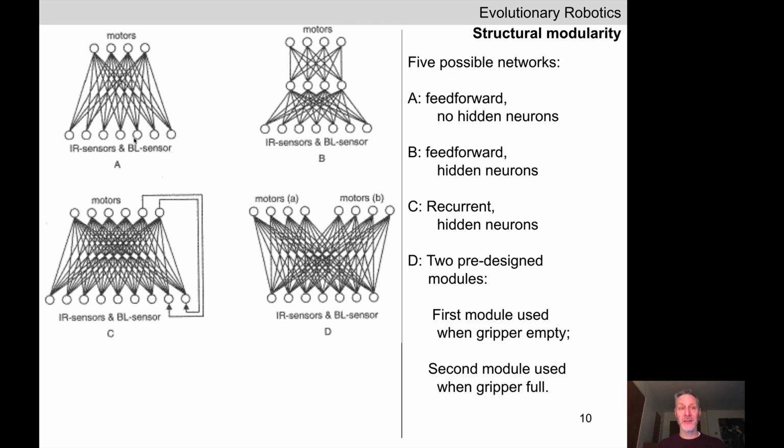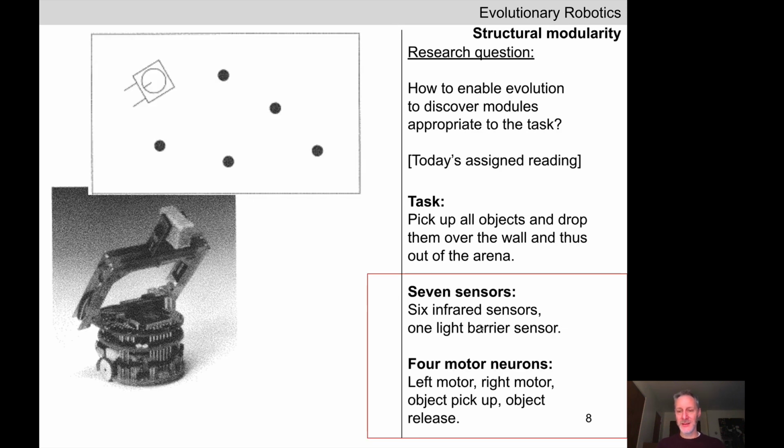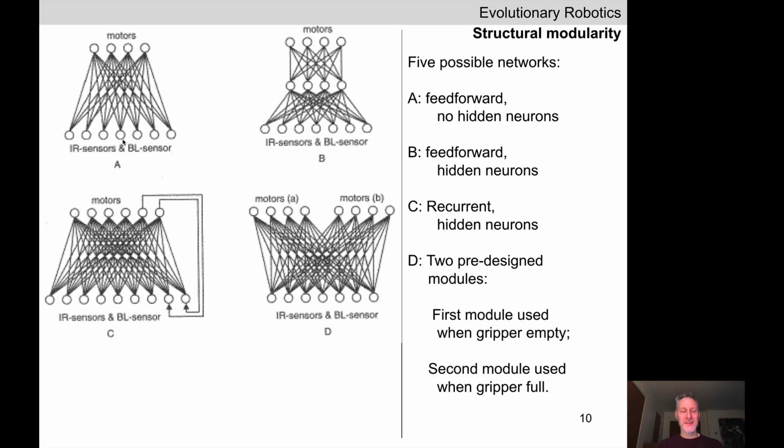Brains of type A are kind of the simplest thing you could possibly imagine. We've got our 1, 2, 3, 4, 5, 6, 7 sensors down here. 7, right? Yes, 6 infrared sensors and 1 light barrier sensor. 7 sensors, and each one of the 7 sensors is connected by a synapse to one of the 4 motors. So this is a feed-forward network. The synapses are feeding forward from sensors to motors. No hidden neurons. So no ability to remember anything. No nonlinear transformations of sensory information into motor output, and so on.